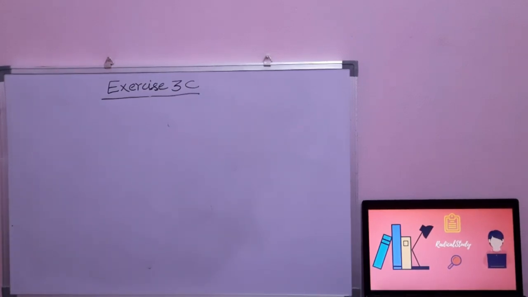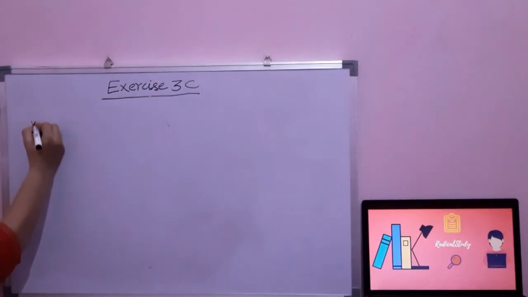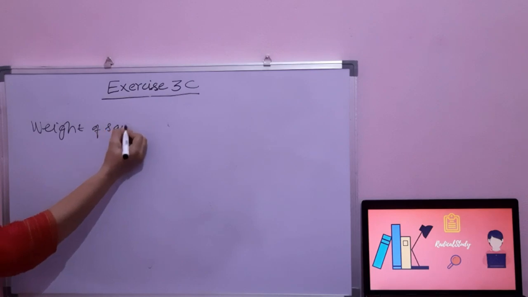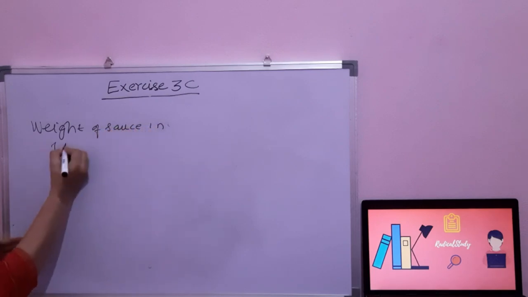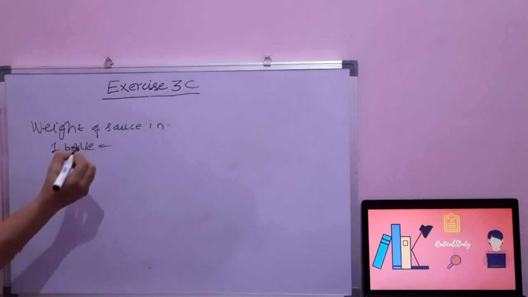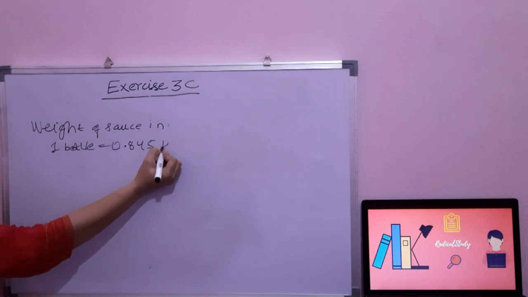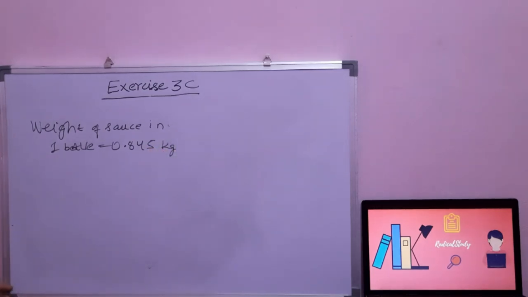So what is the weight of one bottle? एक bottle में कितना sauce हो रहा है? Weight of sauce in 1 bottle. एक बॉटल में जो सॉस आ रहा है वो है 0.845 kg, that means 845 grams.